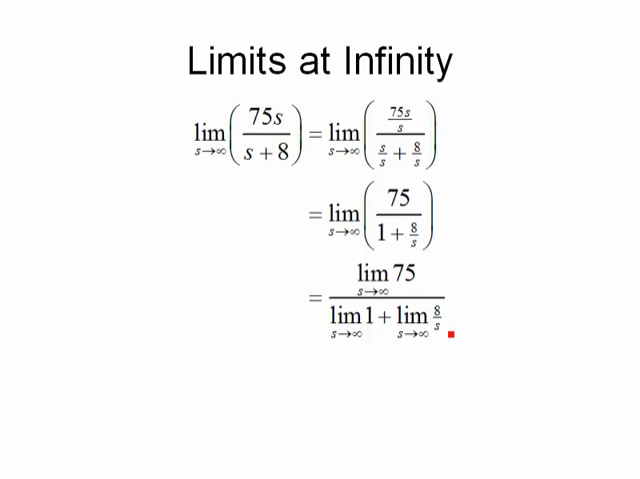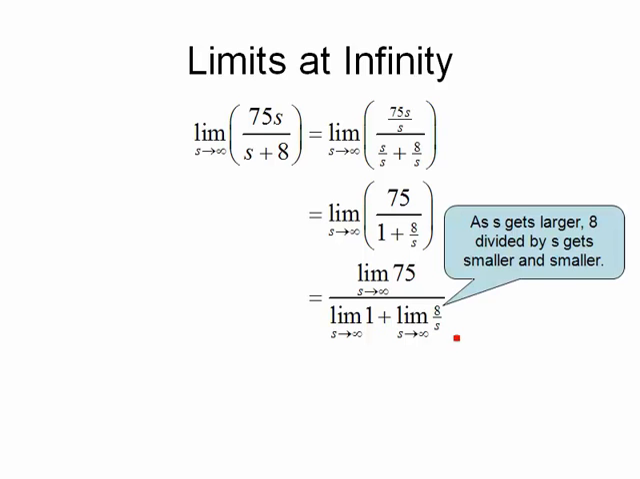But what about this next piece? Well, as s gets larger, 8 over s is going to get smaller and smaller because it will be like 8 over 10, 8 over 100, 8 over a million. So this piece is going to get closer and closer to 0.